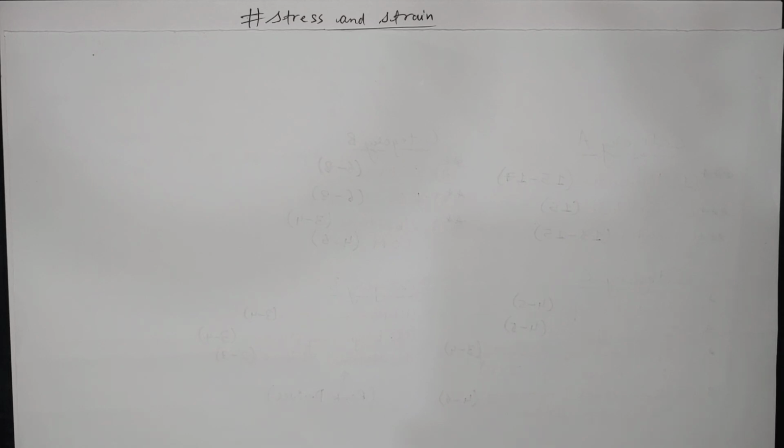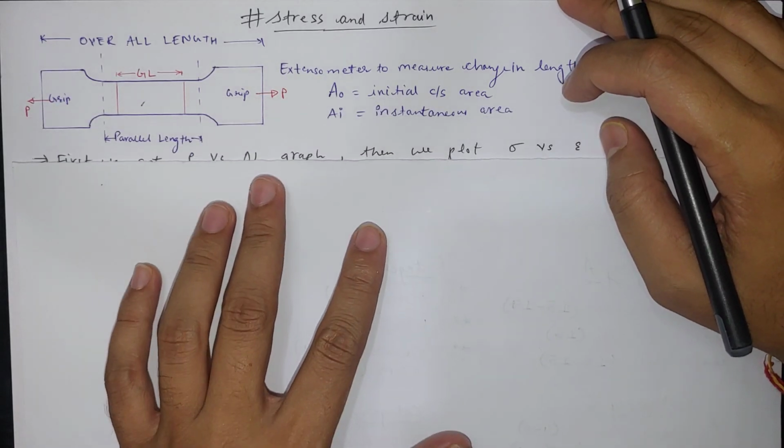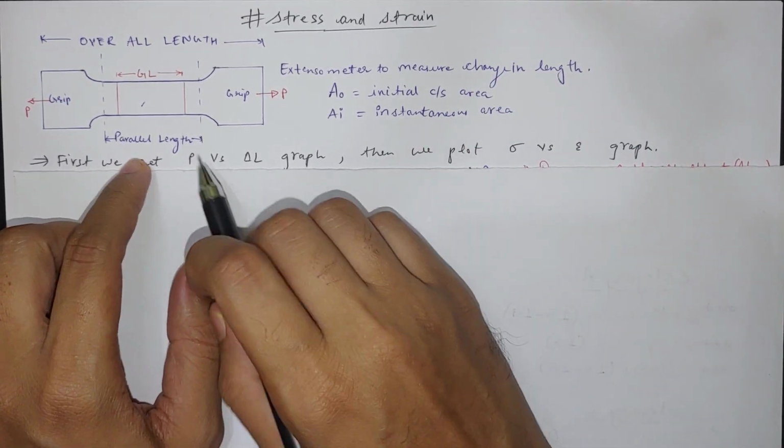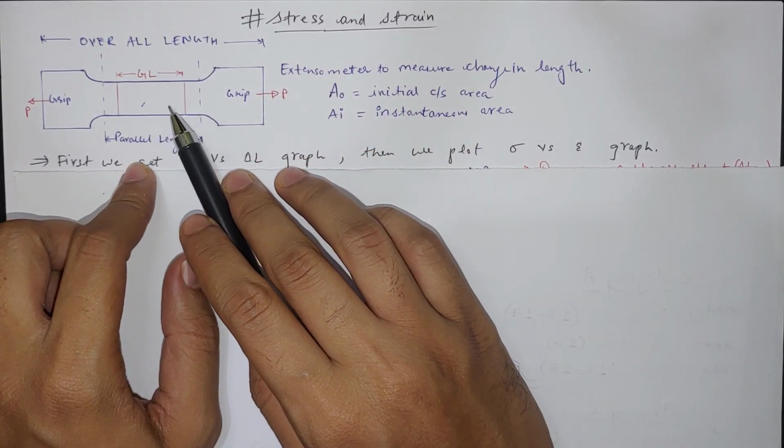In this video we will see stress and strain. So first of all, to calculate stress and strain we have to do an experiment in a universal tensile machine.